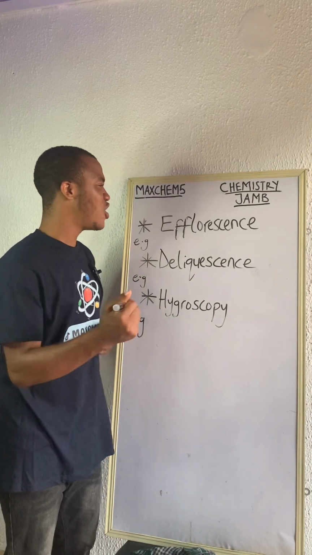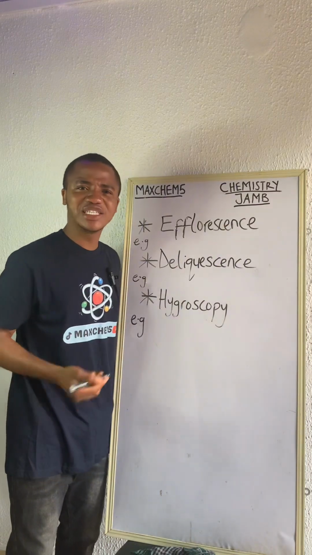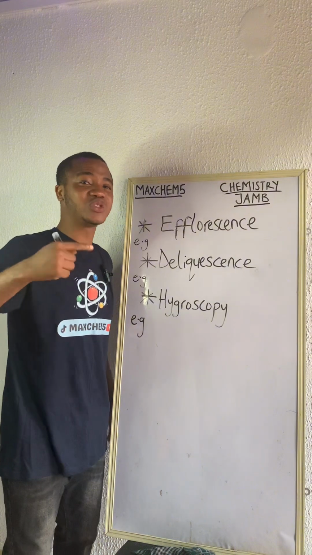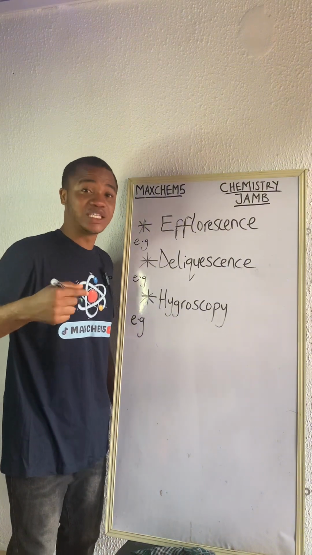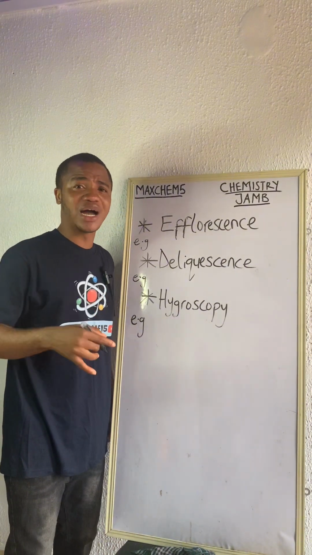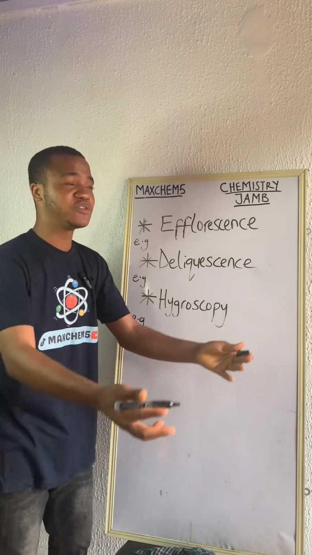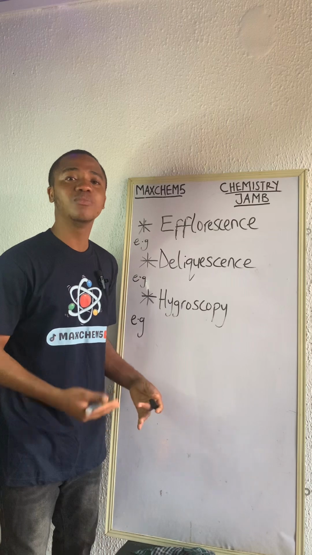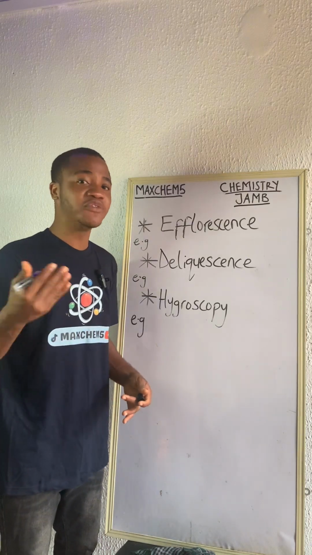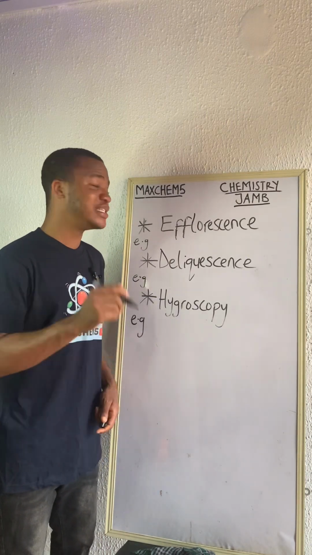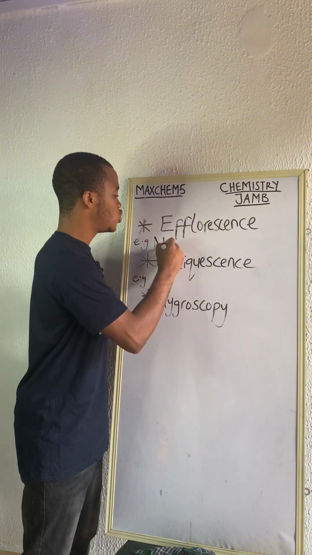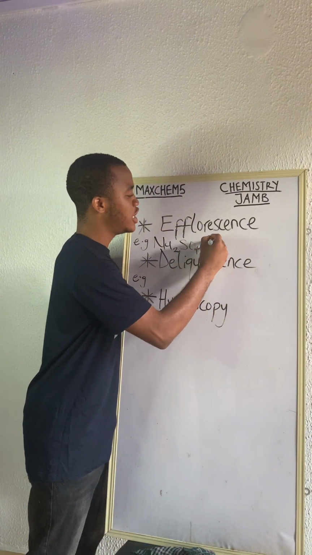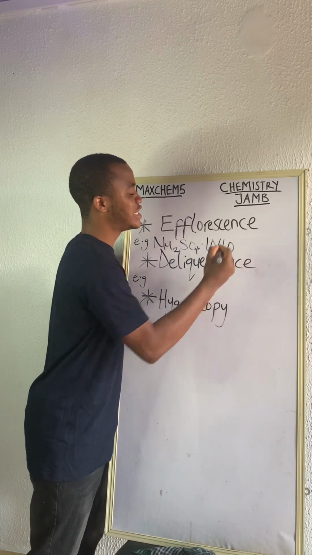First and foremost, what is efflorescence? Efflorescence is basically an occurrence whereby a compound loses water to the atmosphere whenever it is exposed. There are some compounds that when you expose them to the atmosphere, they will lose their water of crystallization. They will lose water and they will become somehow solid or powdery in form. An example of a compound like this is Na2SO4.10H2O. You can see this in your JAMB exam.